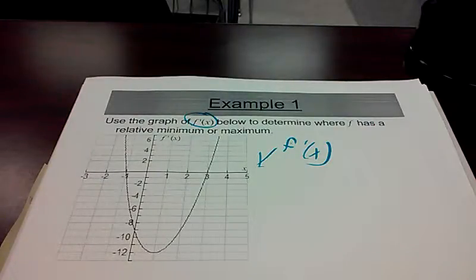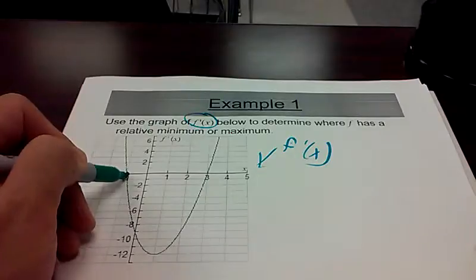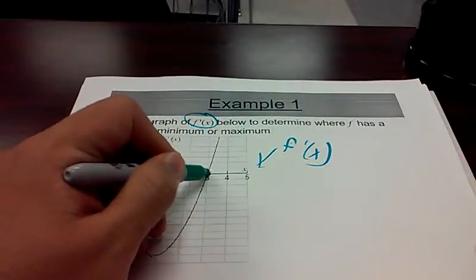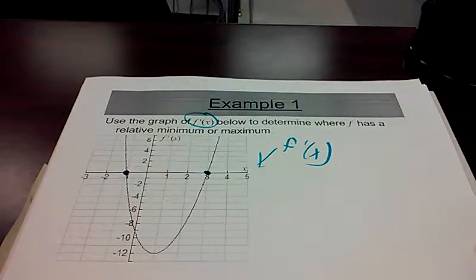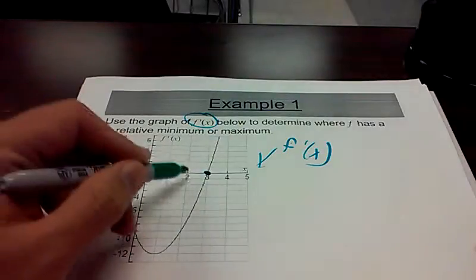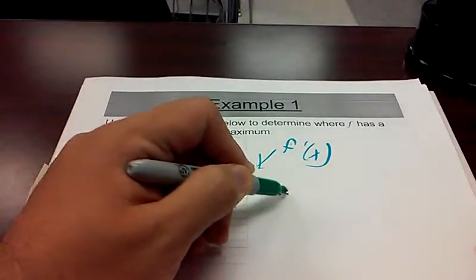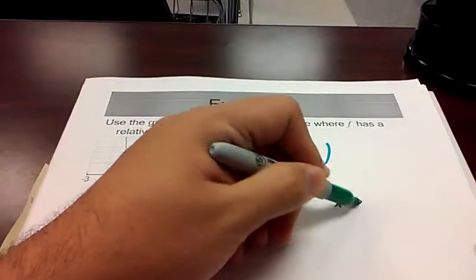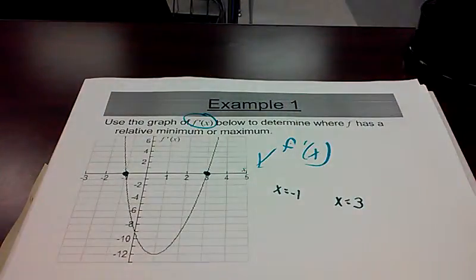So since this is the derivative graph, I know that I have two critical numbers at -1 and at 3. So x is equal to -1 and x is equal to 3. Very crucial that you see that. Those are where the derivative is 0, so critical numbers.